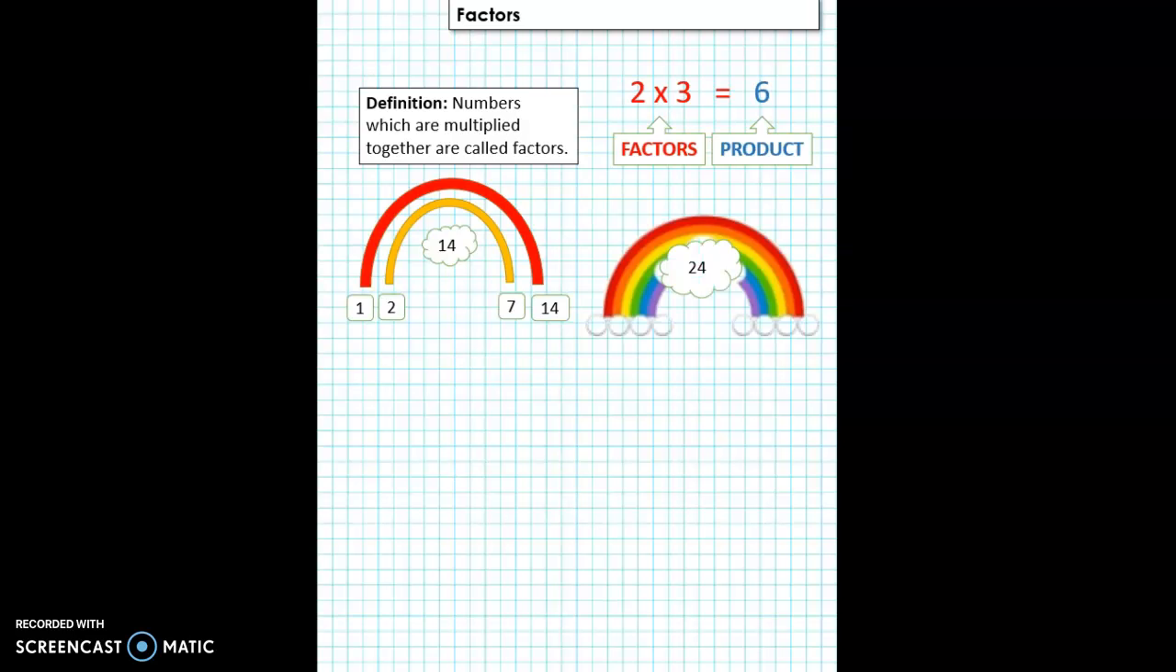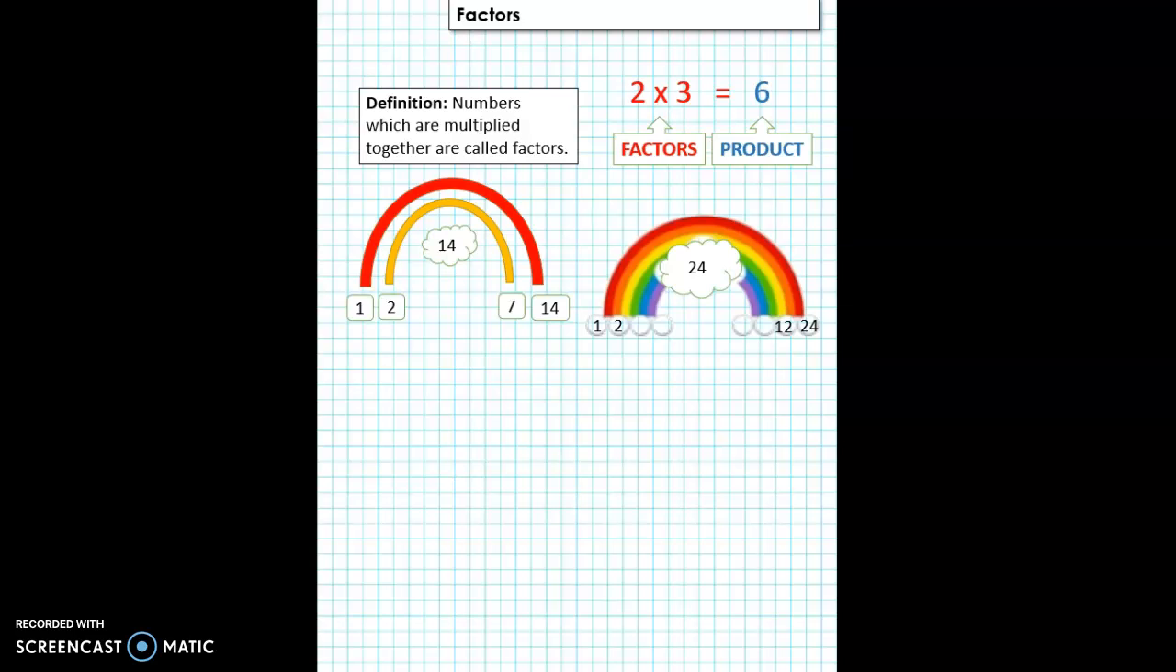Now try 24. List all of the factors for 24. We always start with 1 and the number itself, so 1 times 24. Since 24 is even, we know 2 is a factor. 2 times 12 is 24.